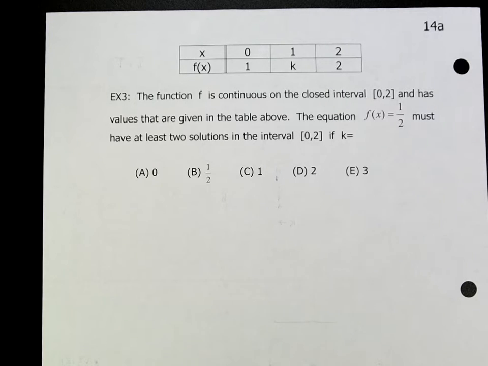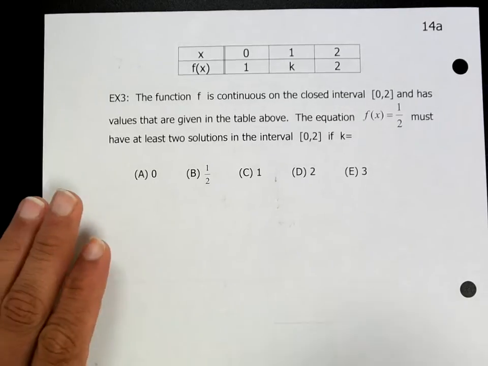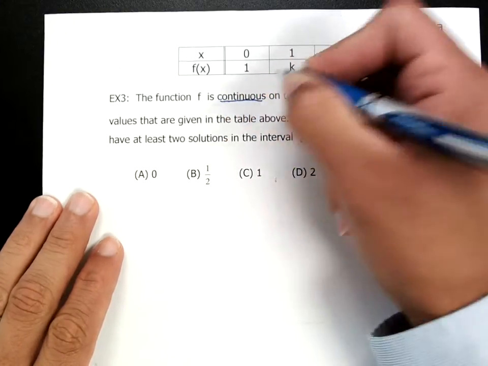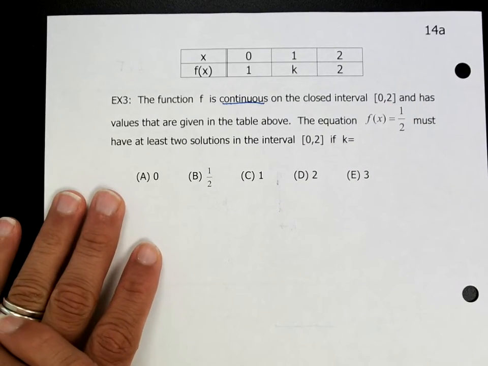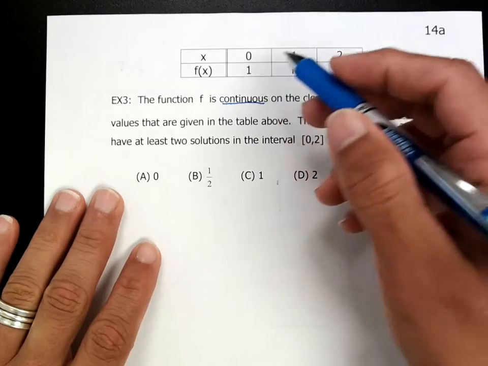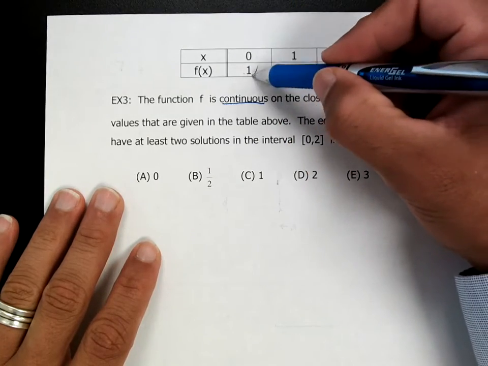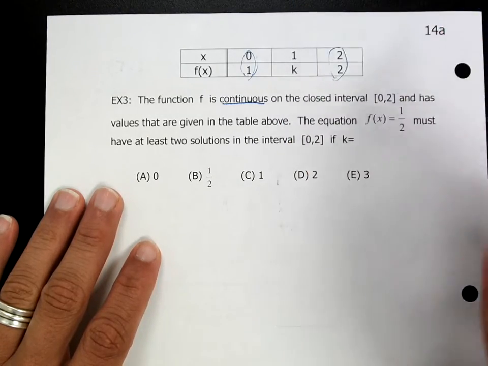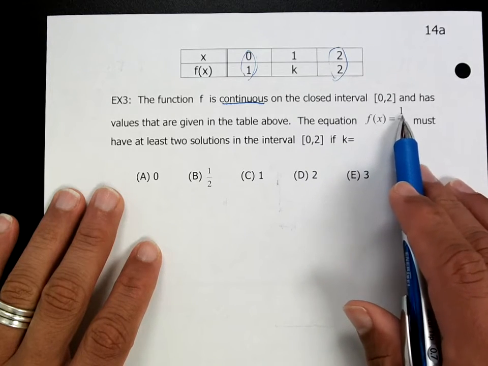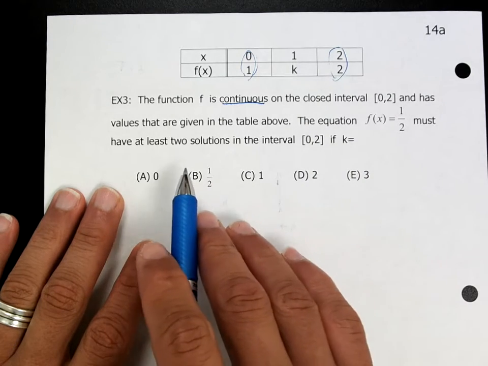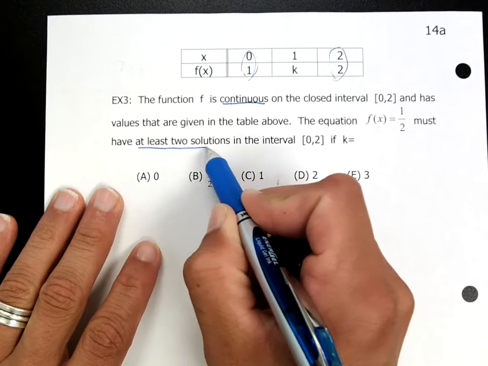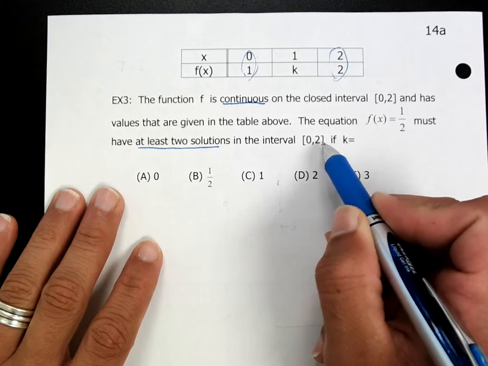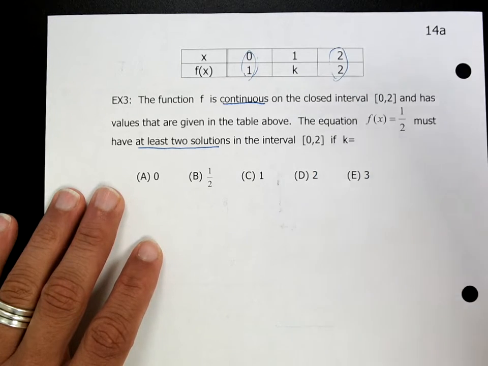Now, assuming you already have tried this for a couple of minutes, this is how you would do this. Notice that it says, and this is very important, that f is continuous on the closed interval between 0 and 2 and has values that are given in the table above. So I have this and I have this. It says the equation f of x is equal to 1/2 must have at least 2 solutions in the interval between 0 and 2, if k is equal to what?